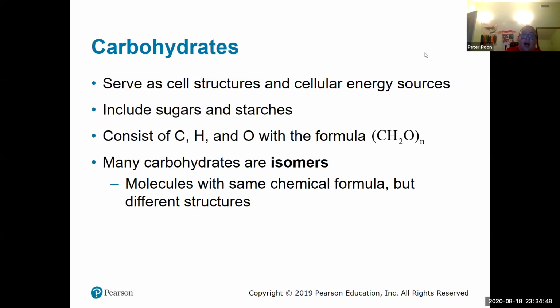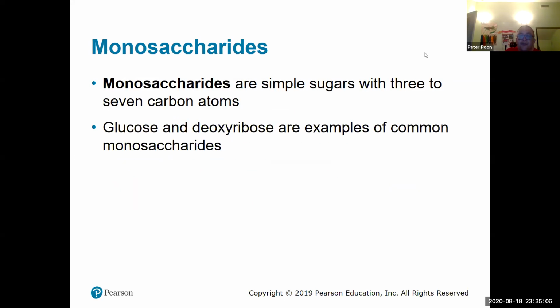Many carbohydrates are isomers. They're molecules of the same chemical formula but different structures. For example, sucrose and maltose and all these other things have the same chemical formula, but they're in different shapes. Monosaccharides, mono one, saccharide sugar, are simple sugars of 3 to 7 carbon atoms.